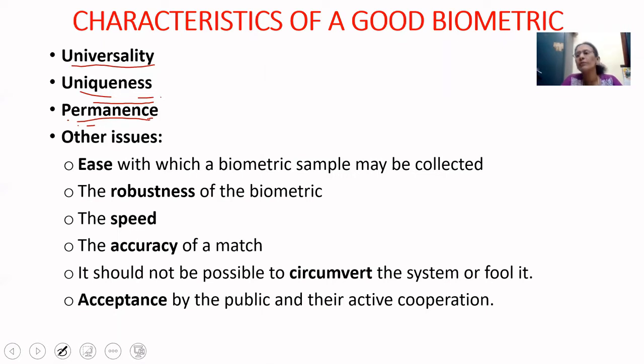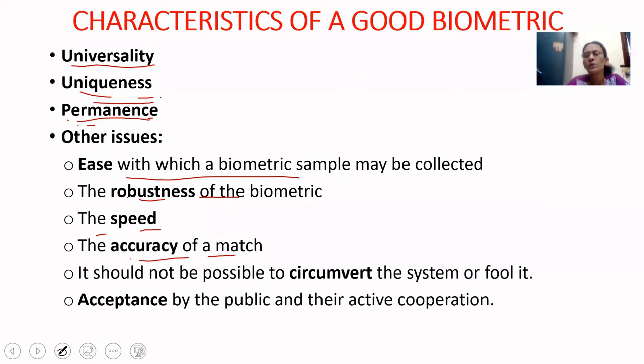In the same way, if you go in for voice recognition and you have a cold, then your voice may be different. So in such cases, voice recognition may not be possible. So we go in for more than one biometric to check these. The other issues that characterize a biometric are the ease with which a biometric sample may be collected, which I think is self-explanatory. Next is robustness: under different circumstances, if you take the biometric sample, is it the same or not? Then the speed with which you are able to take the sample, and the accuracy of a match.